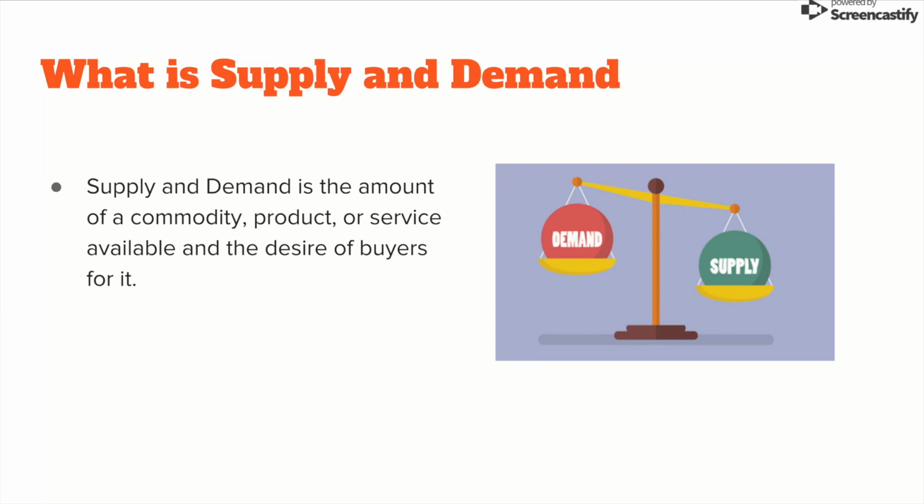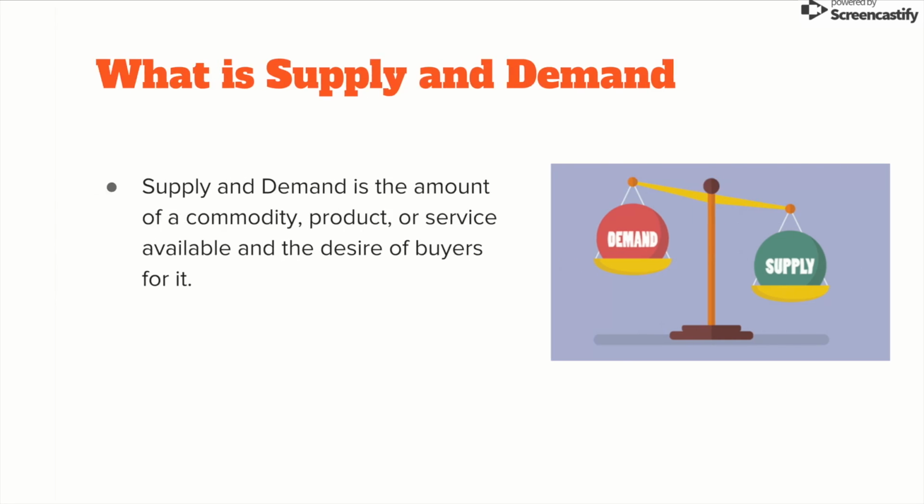Supply is defined as the amount of a commodity, product, or service available, while demand is just the desires of buyers for that certain product, commodity, or service.